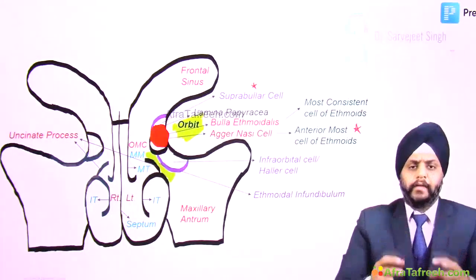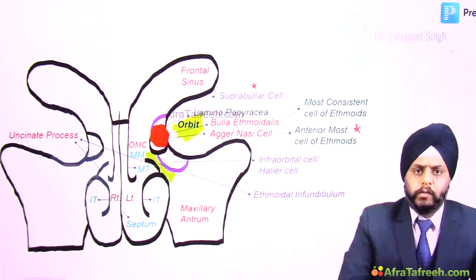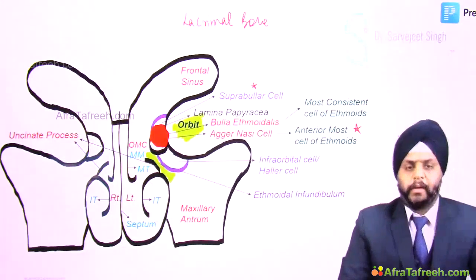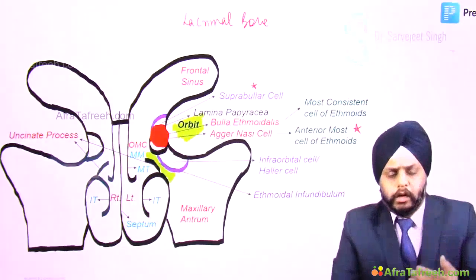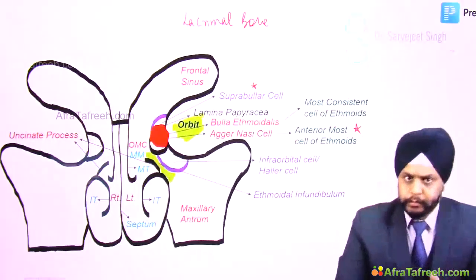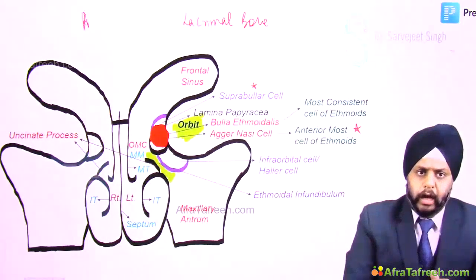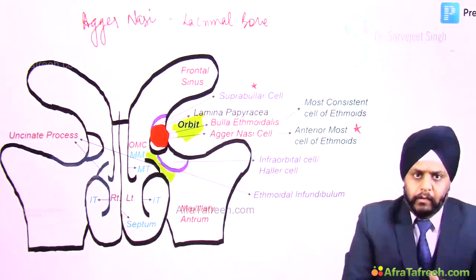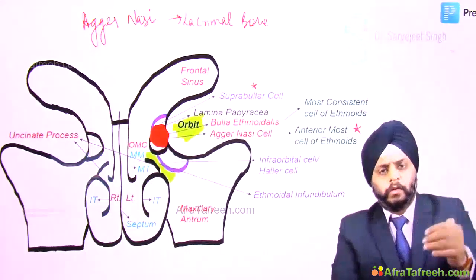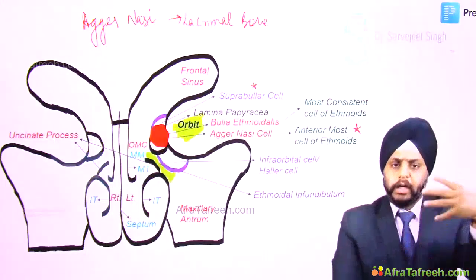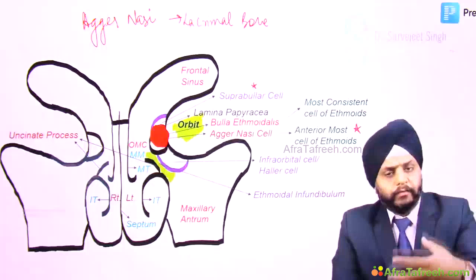The Agar-Nezae cell is in close approximation to the lacrimal bone. So remember, just anterior to the ethmoid, we have the lacrimal bone. Okay, so you see the Agar-Nezae cell is in close approximation to which bone? Lacrimal bone. Sometimes the pneumatization may extend into the lacrimal bone itself.